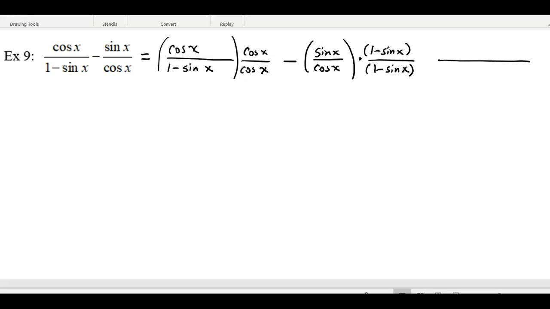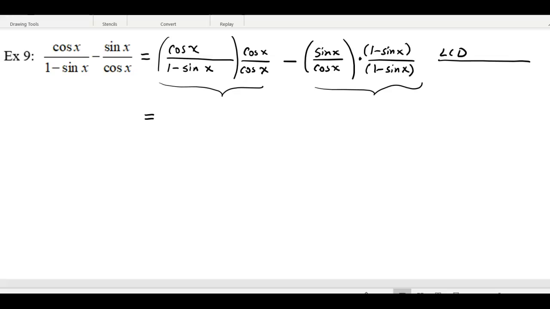So what's the reason here? All I've done is build an LCD, right? Created two fractions with the same denominator, and in this case the least common denominator. Okay, so you can call that algebra, whatever you want to call it. We found an LCD. Now I'm going to go ahead and simplify.